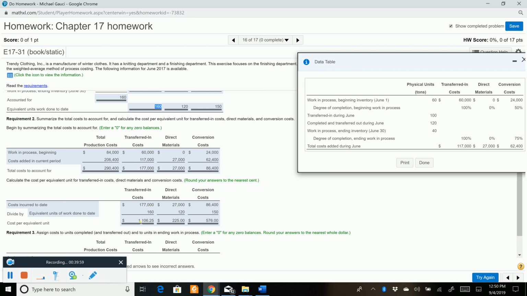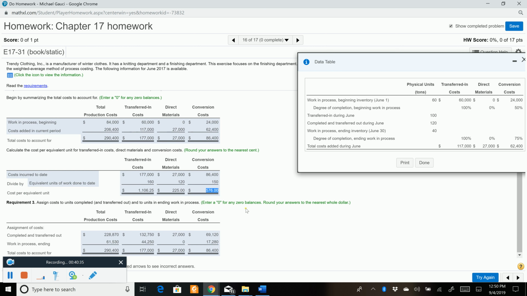177,000 divided by 160 gives us our cost per equivalent unit of 1,106.25. Direct materials total cost to account for, 27,000. We will divide it by our equivalent units for materials of 120. That gives us $225. And lastly, your conversion costs, 86,400 are the cost to account for, divided by 150, which are our equivalent units for conversion costs. That gives us 576. All right, and so basically we figured out our cost per equivalent unit.